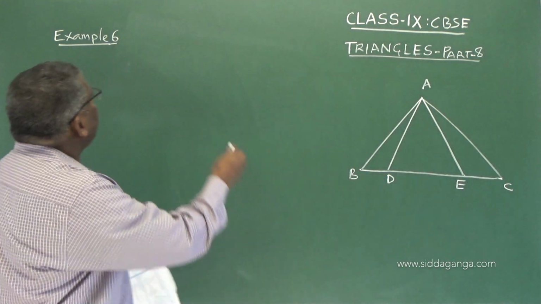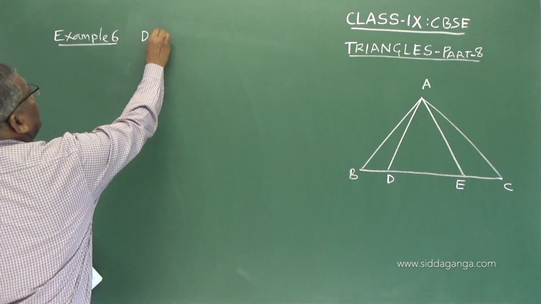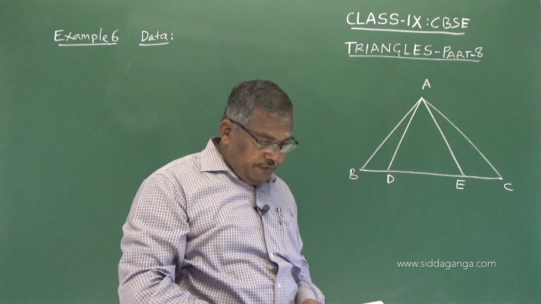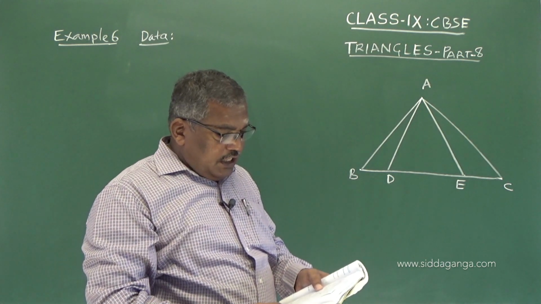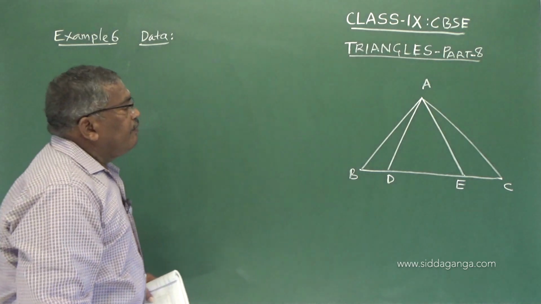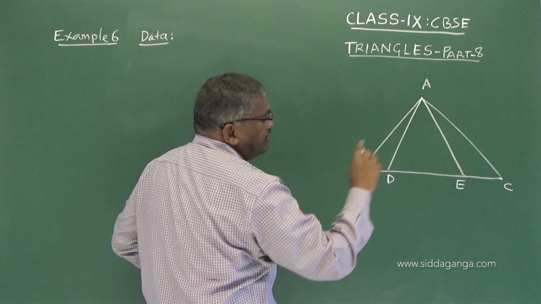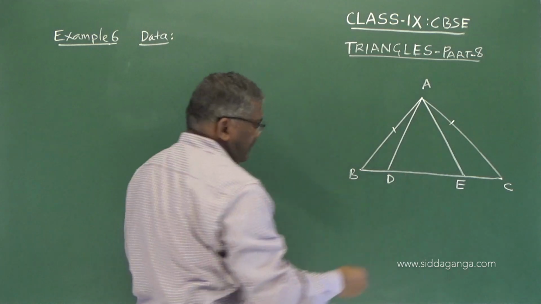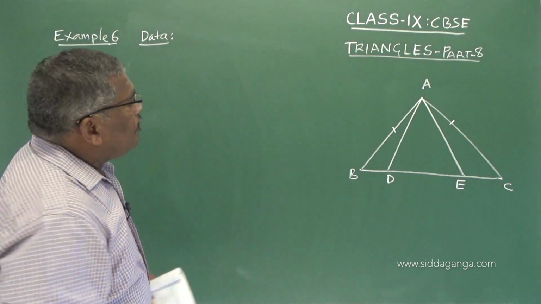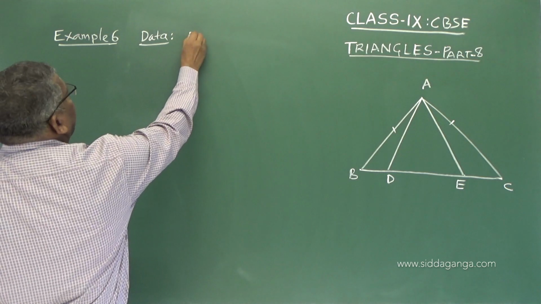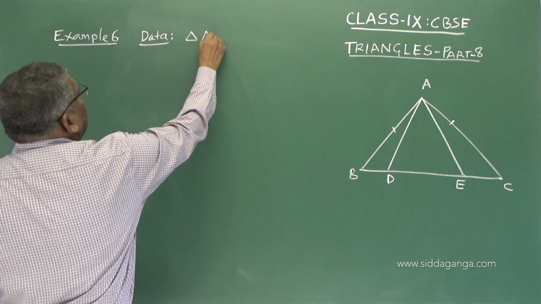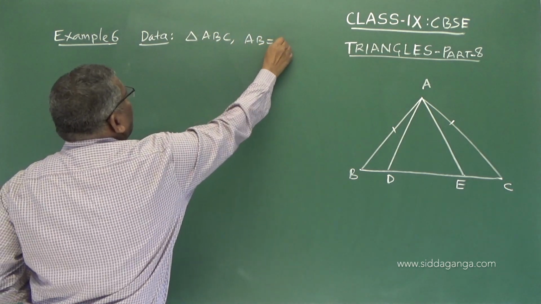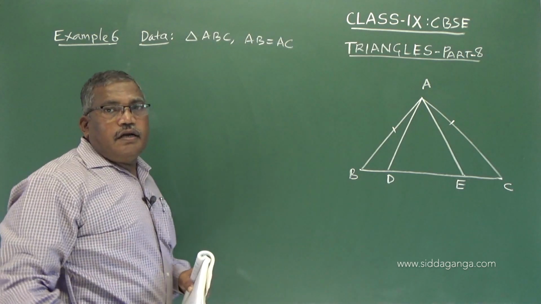So, what is the data given? We shall list the given data. Data means given information to solve the problem. In an isosceles triangle ABC, he says ABC is an isosceles triangle, therefore, side AB is equal to side AC. So, given triangle ABC, AB equals AC. This is the first data given.